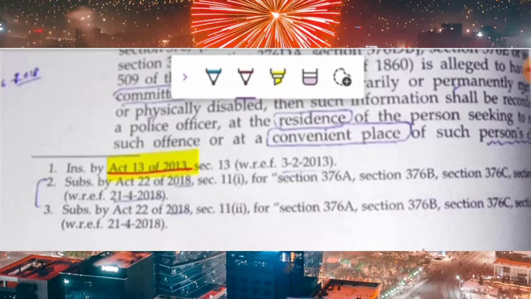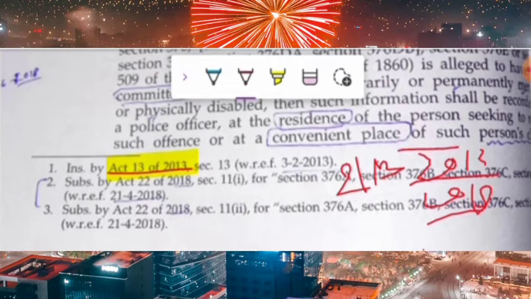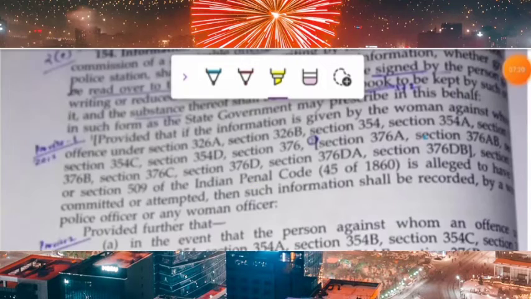There were 2 major recent amendments. One is 2013 and another is 2018. These 2 major amendments are very important, with effect from 3 February 2013. Okay, so the proviso was inserted by the Criminal Law Amendment Act 2013 in the year 2013, obviously. So let's read the provision.